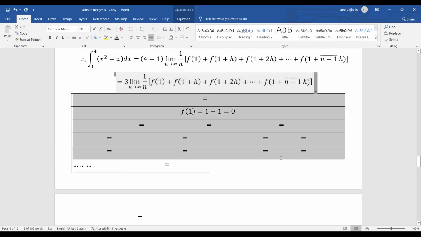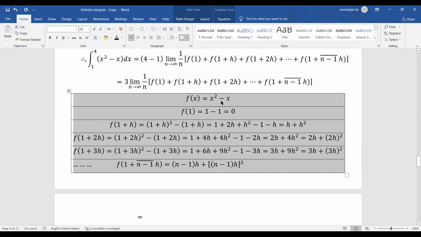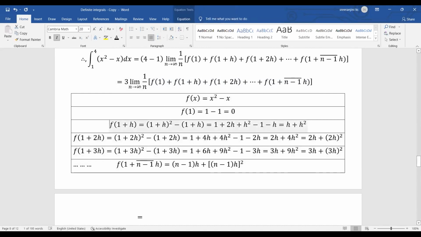Now, we can find the values. f of x is x square minus x. f of 1: replace x by 1, so 1 square minus 1, that is 1 minus 1, 0. Now the next term is f of 1 plus h. In the form x square minus x, we have to replace x by 1 plus h.